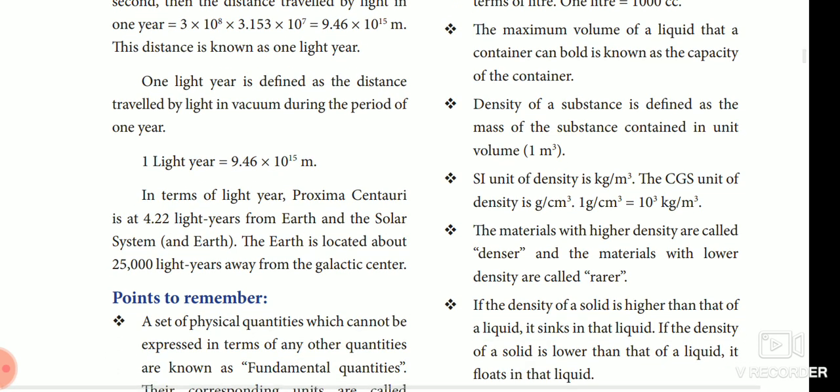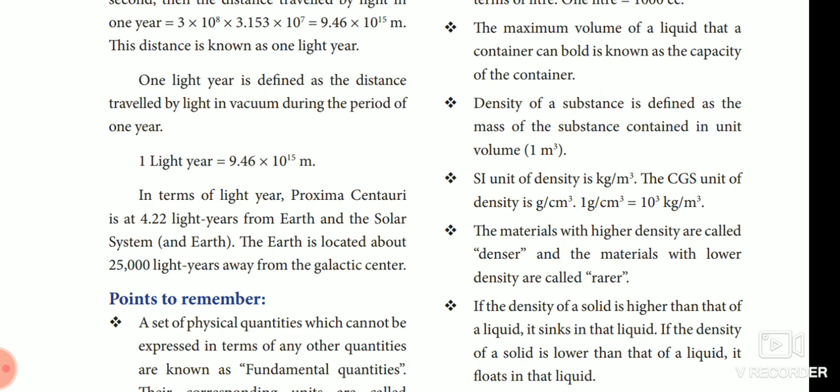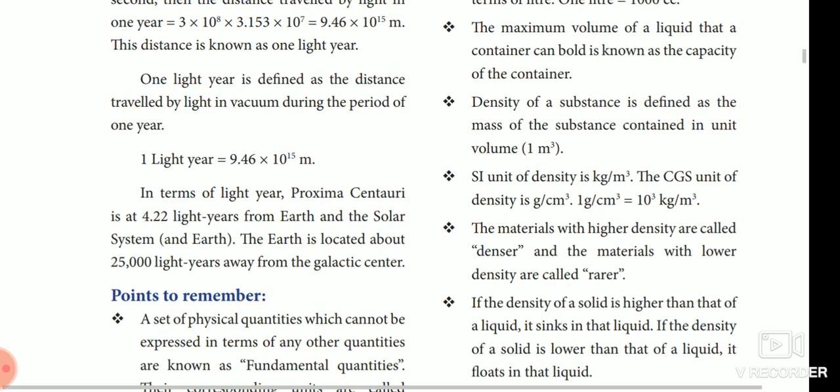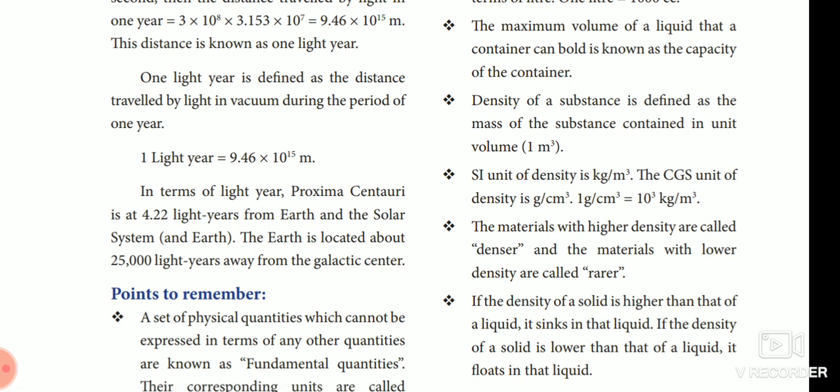So in terms of light year, the Earth and the solar system are located about 25,000 light years away from the galactic center. பூமியானது அண்டத்தினுடைய மையத்தில் இருந்து 25,000 ஒளியாண்டு தொலைவில் இருக்குது.